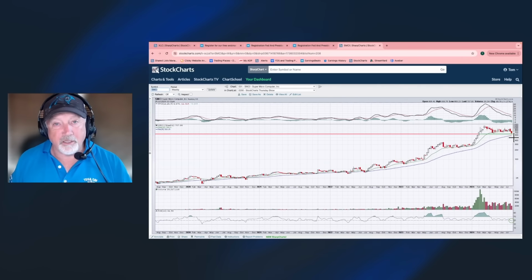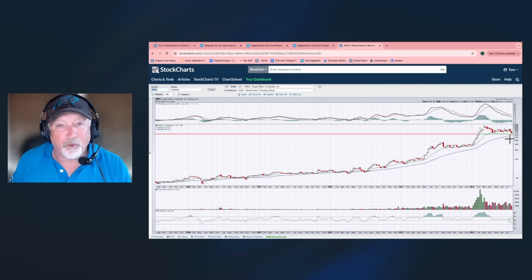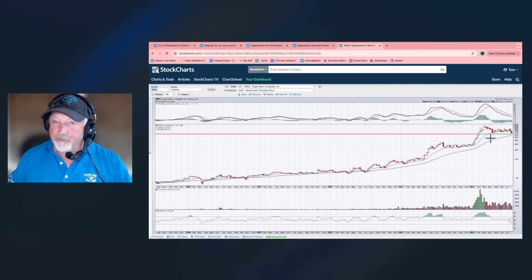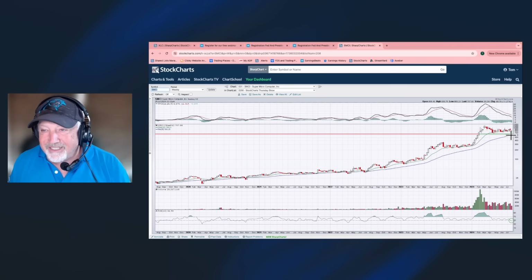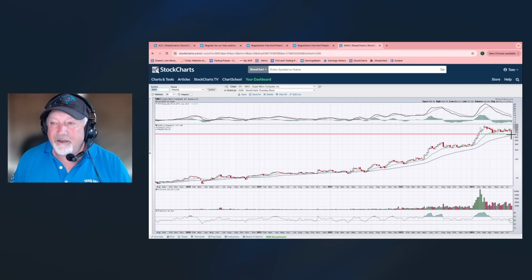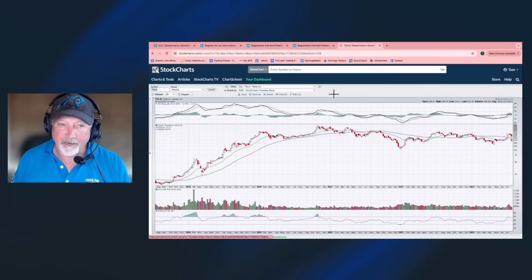SMCI, notice the low today came right down and tested the low that we saw back in April. So don't just assume because we've been weak that we're going to go right below that low. Instead, we went down to 663 earlier today, tested it, and now we're trying to reverse. We're back up at 707. So pretty nice reversal here on SMCI.